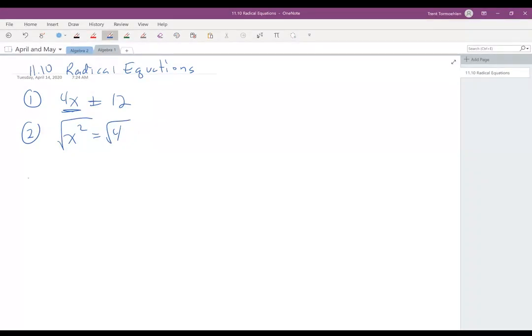Well, radical equations are when you have something like this, where you have the square root of x equals something, and you need to figure out what that value of x is. Well, you do it by undoing the square root, in the same way that we undid the square, and that is by squaring both sides. So the first thing you do when you're dealing with radical equations is you square both sides.